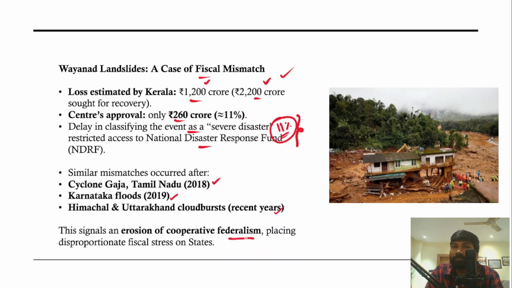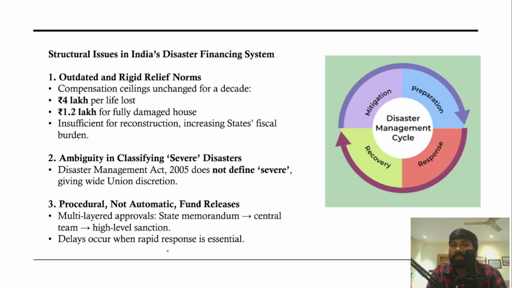So cooperative federalism envisioned a federalism which is based on confidence, mutual trust, and cooperating with each other. However, if center is not ready to disperse funds to the state governments to deal with these disasters, then it may lead to the erosion of cooperative federalism, placing disproportionate fiscal burden, fiscal stress on the state governments. However, let's understand some structural issues in India's disaster financing system, because there are some structural issues as well. The first structural issue is outdated and rigid relief norms. Right? So if center has been providing relief to the state governments, very often this relief is outdated and rigid.